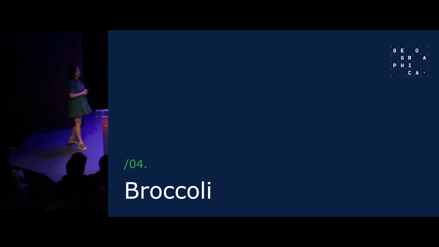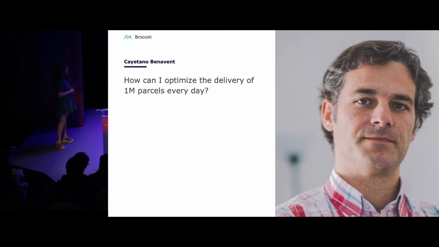Fourth story, it's broccoli. I know you like the name. This one is special because it was not coming from another customer. It came from ourselves. It's an optimization engine. And this is Cayetano. He is head of data of Geographica, and he has been several years facing very, very complex problems. One day, he was asked to create the optimization engine that delivers 1 million parcels every day in Ireland. Another day, he was asked to create all the engine for all the waste collection in the city of Barcelona, the route optimization engine for Barcelona city.